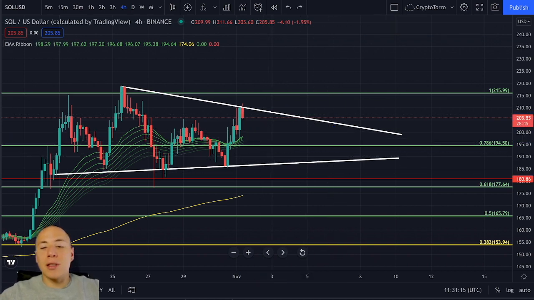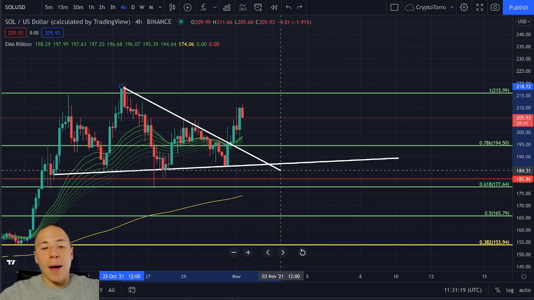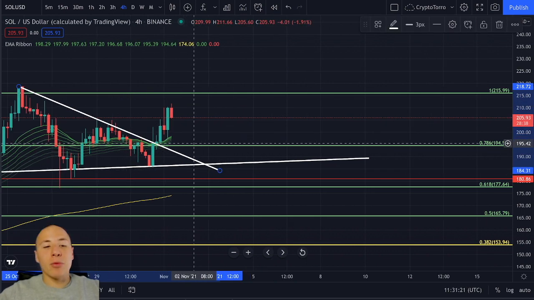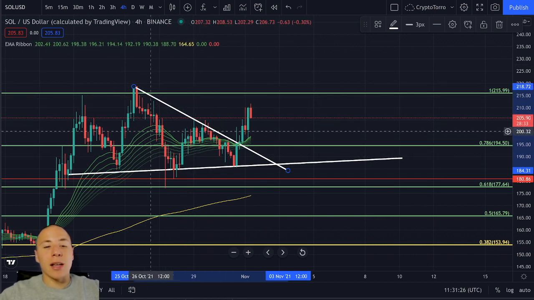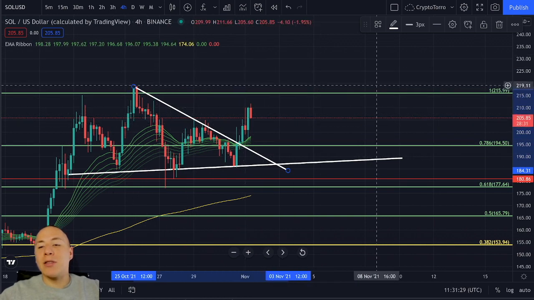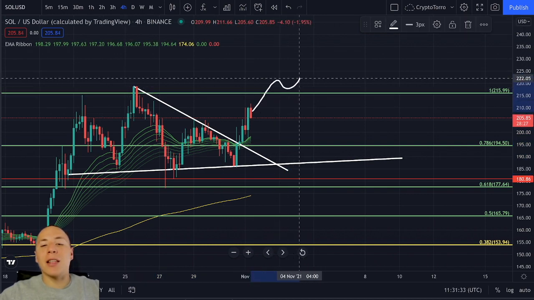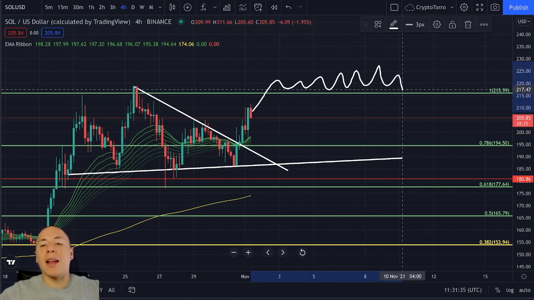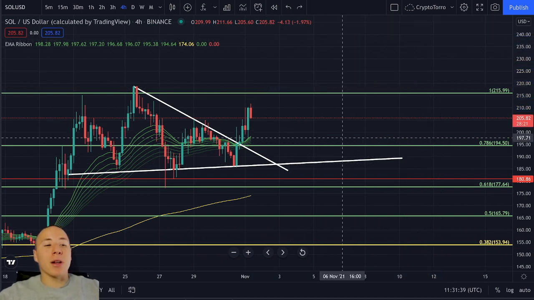You could also take a look at this a little bit differently by selecting it like this perhaps, and saying we already broke out of this pattern, and that we are going to see the target getting reached at approximately $215 and heading further up and actually accumulating for a while here before heading even further towards the upside. So these were the patterns that I wanted to discuss.